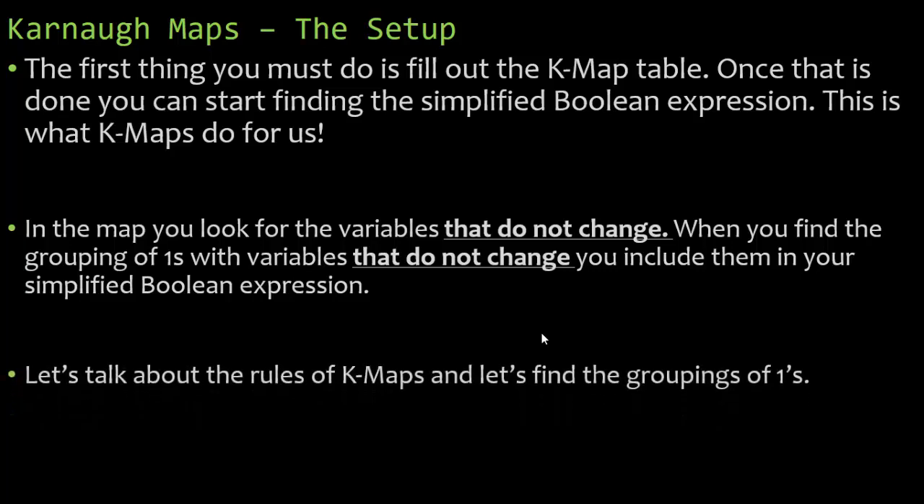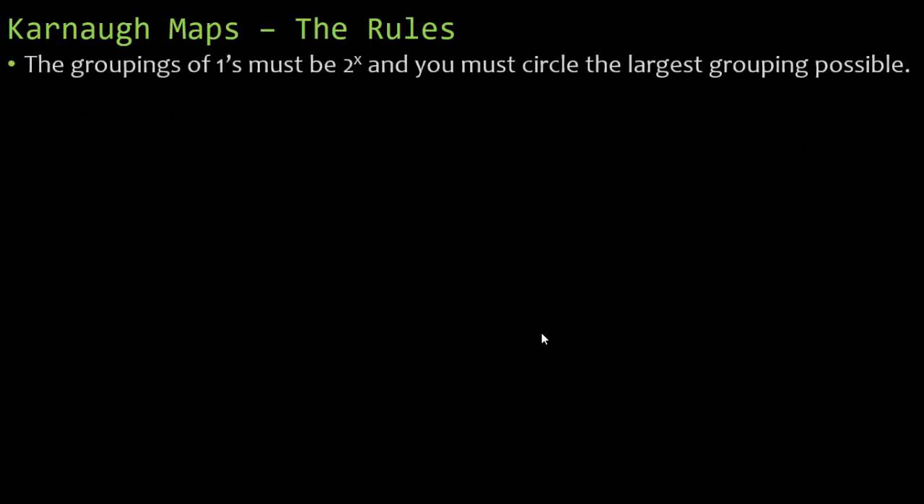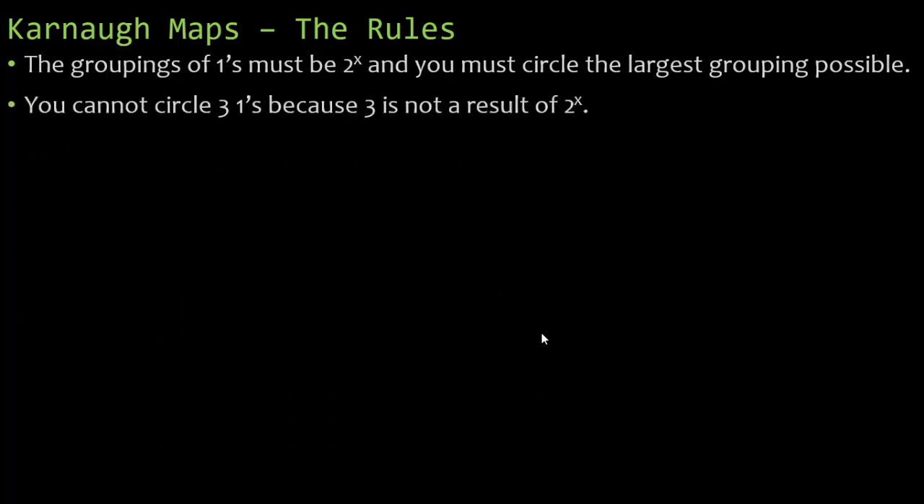Now, let's talk about the rules of K-maps. Let's find those grouping of ones and let's put it all together so you can be an expert at this topic. So the rules, the grouping of ones must be 2 to the power of x, and you must circle the largest grouping possible. Now you cannot circle 3 ones because 3 is not a result of 2 to the power of x. So if you see 3 ones, don't circle them because you cannot get 3 by doing 2 to the power of x.